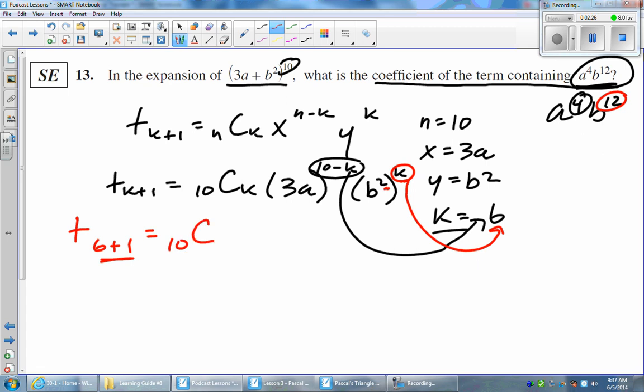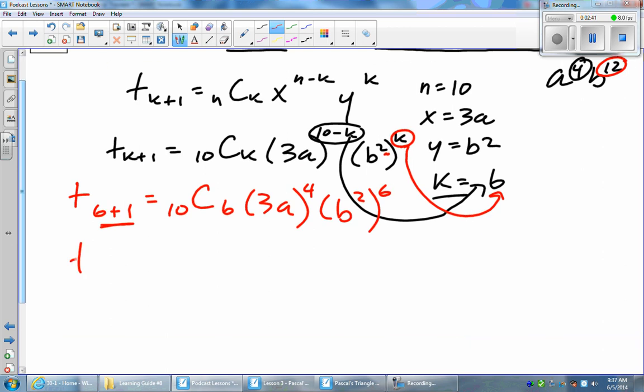10 choose 6, 3a all to the power of 10 minus 6, which gives you 4. All right, and then we have b squared to the power of k, which is just 6. So from here, we just go ahead and simplify and determine the coefficient that way. So term 7 is equal to 10 choose 6, which is 210, times 3a to the power of 4. Remember that the 4 applies to both numbers here. So 3 to the power of 4 gives you 81, and then a to the power of 4 is the variable. B squared to the power of 6 gives you b to the power of 12.